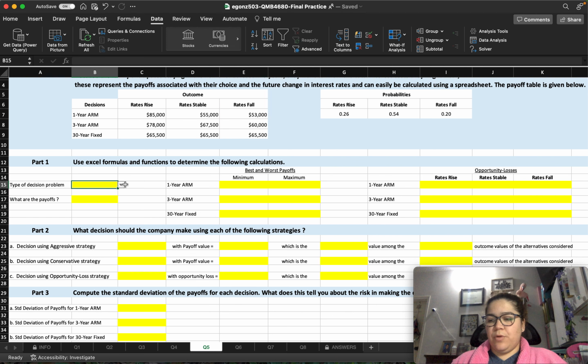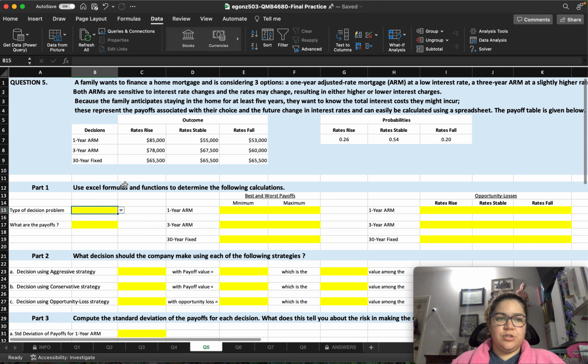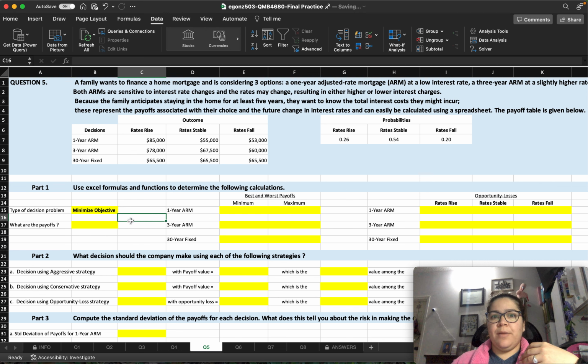Type of decision problem. So for the type of decision problem, if we're talking about a mortgage, if we're talking about coming out of our pocket, what do we want to do? We want to pay less, right? We don't want to maximize. When we're talking about maximizing, we maximize profit, right? We want to get more, we want to get paid more. But in this case, it's coming out of our pocket, so we want to pay less. So we're minimizing the objective, right? So that's what we minimize.